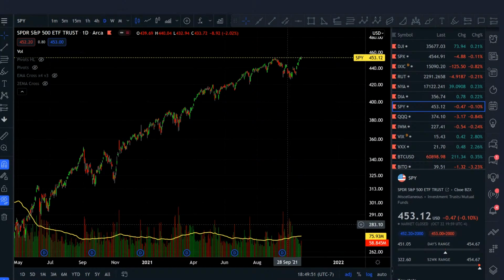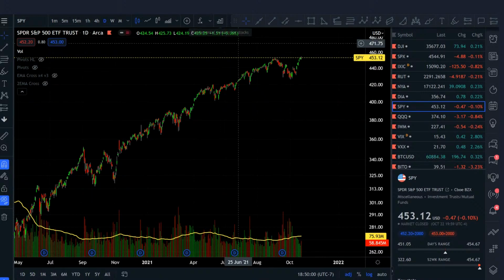So I know people like to jump into indicators. TradingView is an incredible platform. I love TradingView, don't get me wrong. The tools, the indicators, the watch list, the community, the alerts, the streams. I love it all.